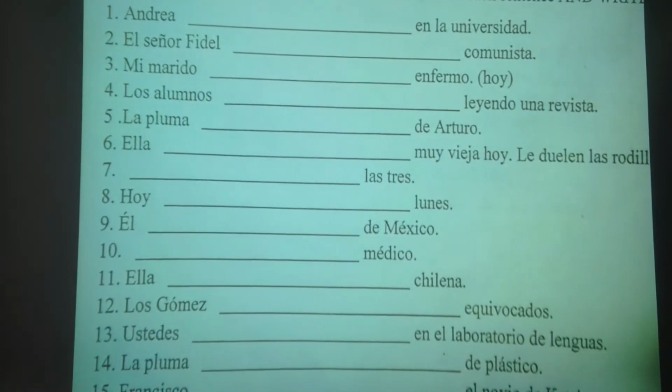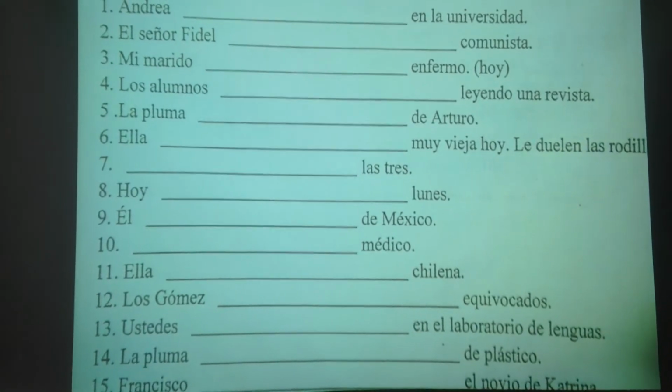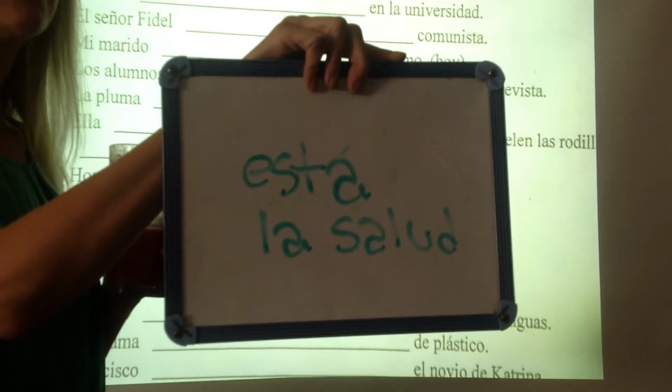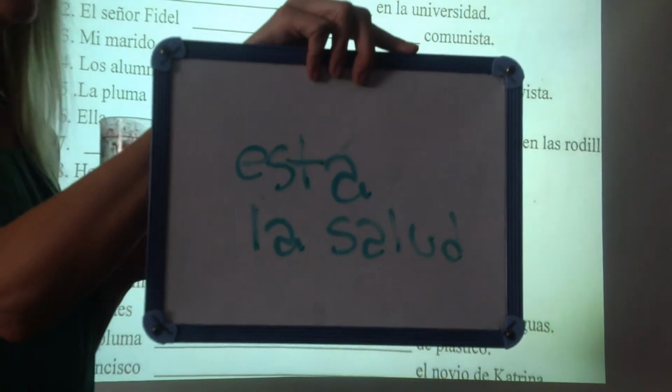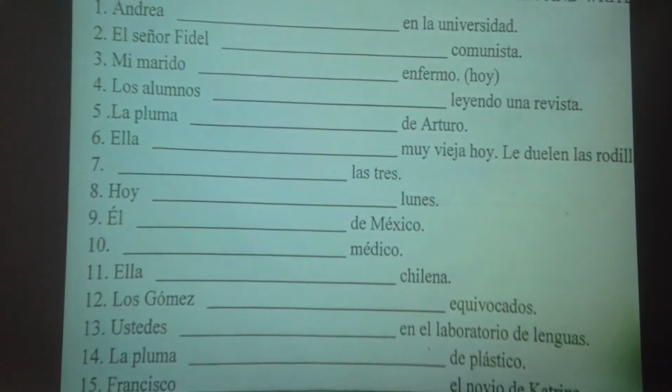Okay, alright. Muy bien. I love that she remembered the accent over the a. Did you? Sí. Está. And it's la salud. Está and it's la salud. Muy bien. It's not say to be, it's more salud.